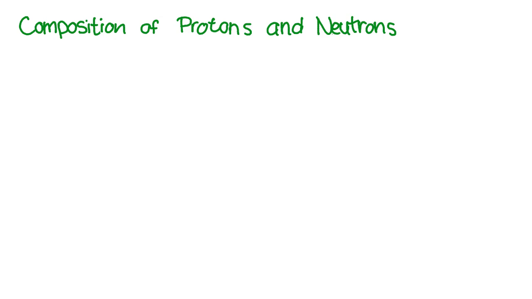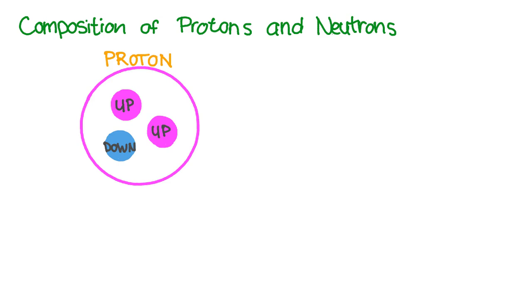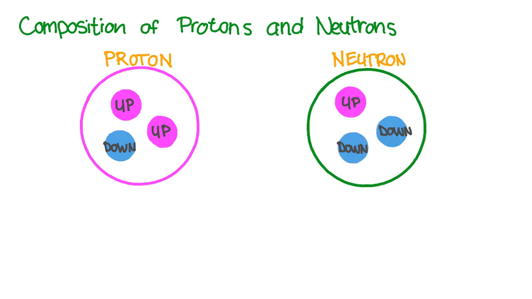Let's see which quarks make up the proton and neutron. The proton is made of 2 up quarks and a down quark. The neutron is made of 1 up quark and 2 down quarks. We can calculate the charge of the proton and neutron using the charges of the quarks that they're made of.